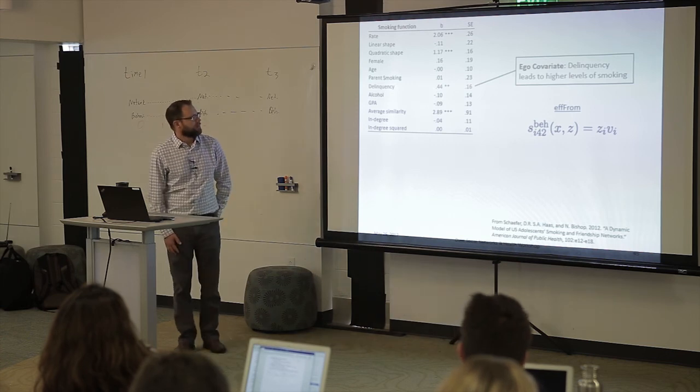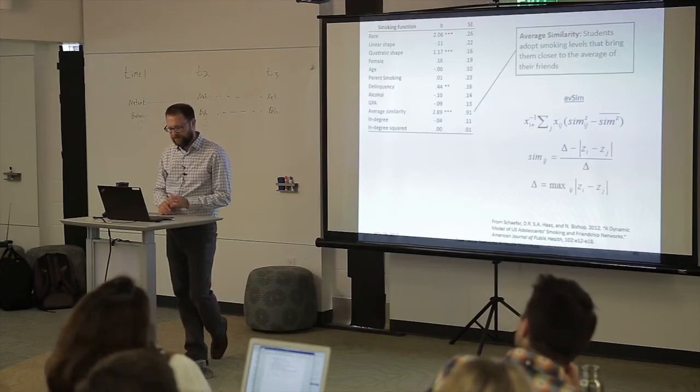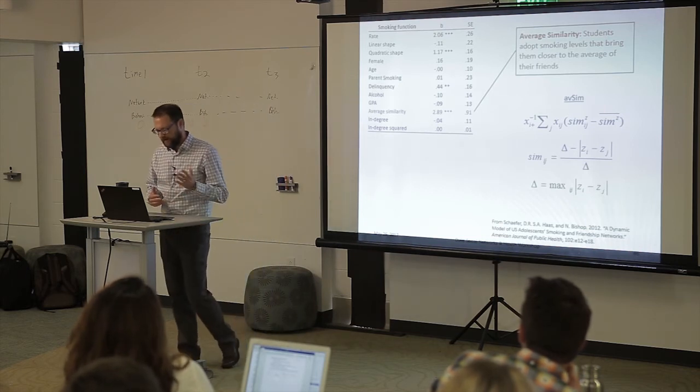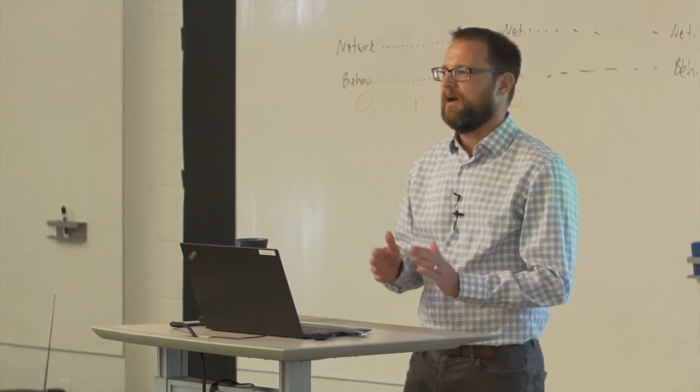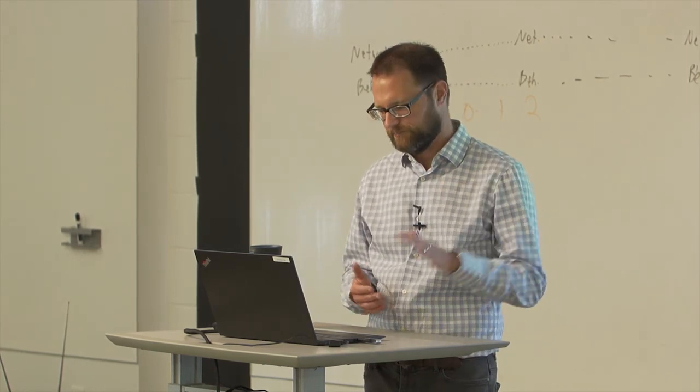Okay. Here we have an ego covariate. It's delinquency. So delinquents are more likely to have higher levels of smoking, either move to higher levels, adopt higher levels, or stay at higher levels of smoking. Okay. Average similarity, this is where we bring in the peers. This is different from the total similarity that I walked through earlier, in that we're not counting the number of peers. We're counting the average across one's friends. The average similarity across one's friends. And the positive value indicates that we do see some evidence of peer influence. And again, I didn't make this clear earlier, but this is a tendency to either change one's behavior to be closer to one's friends, or to stay at a level of behavior that is closer to one's friends. Okay.